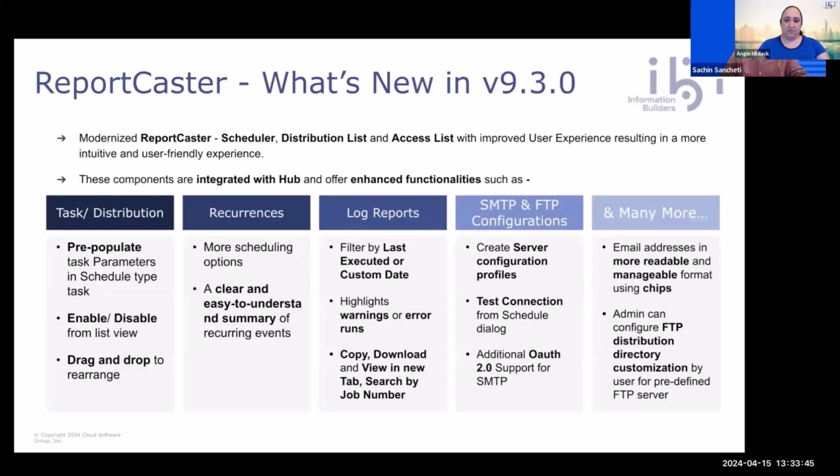So let's talk about the enhanced functionalities of ReportCaster. On the task and distribution front, we now view all of these tasks and distributions in a list view, and from the list view itself, users can enable or disable a task. They can duplicate, copy, and drag and drop to rearrange. Also, for a schedule type task, we now pre-populate the task parameters from the previous task, so that the customer can visualize these parameters, and if they need, they can configure them as well.